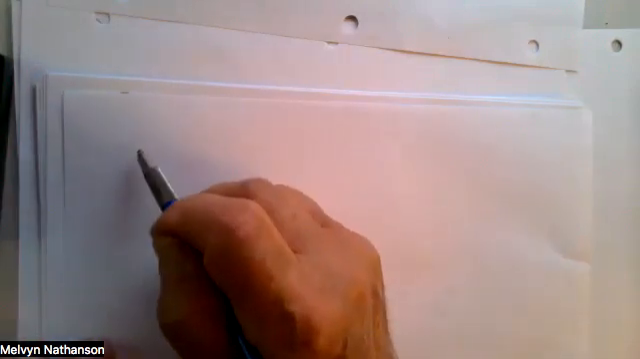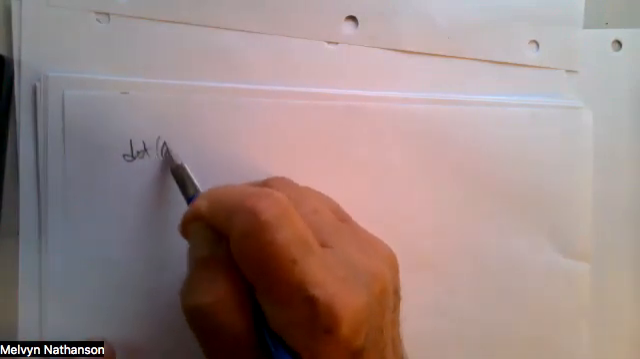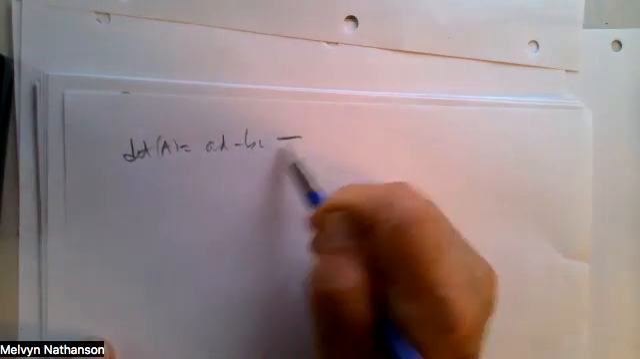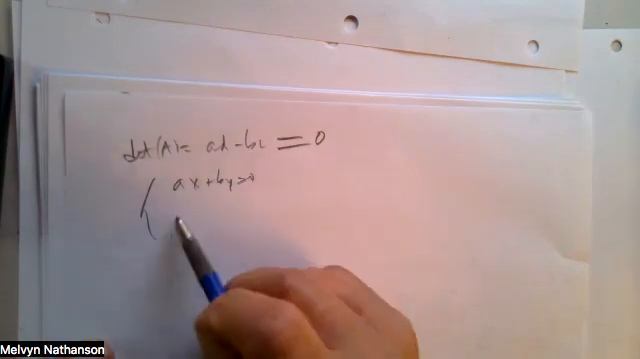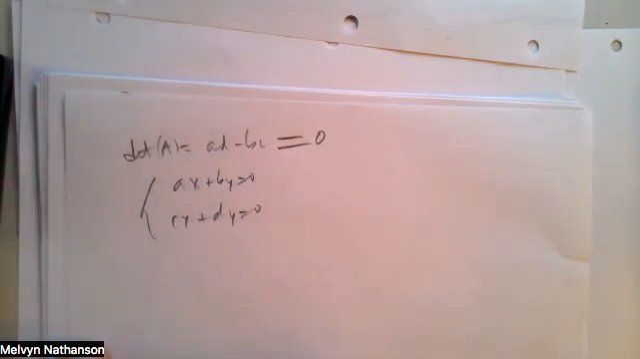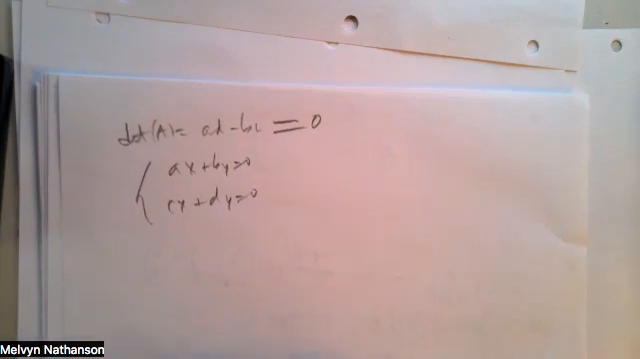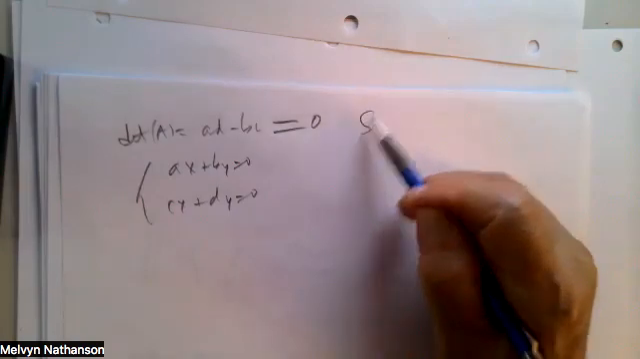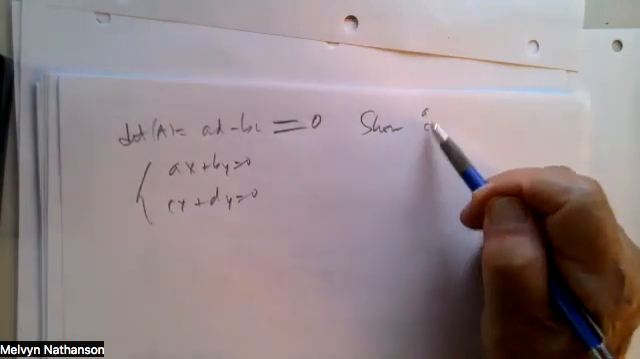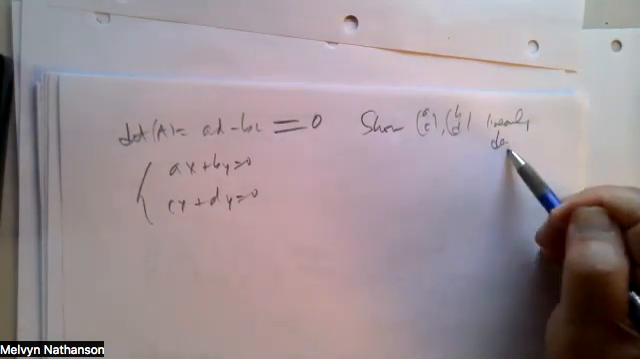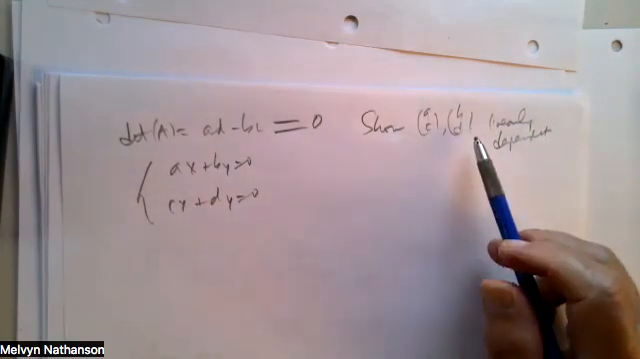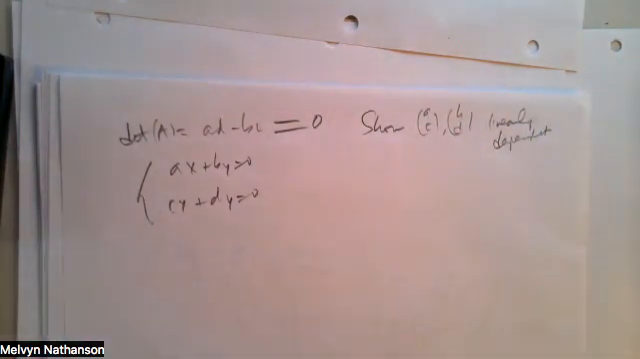So we have the determinant of A, which is AD minus BC, equals 0. And we're looking at the equations AX plus BY equals 0, CX plus DY equals 0. And I want to show that the vectors AC and BD are linearly dependent. Now, if one of them is 0, they're certainly linearly dependent.